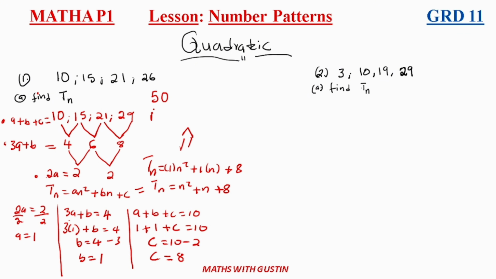You would come to that equation and say term number 50 is going to be 50 squared plus 50 plus 8. Therefore, please let me know in the comment section which answer you get here, as I'm doing this without the calculator. Okay, let's do this quickly.